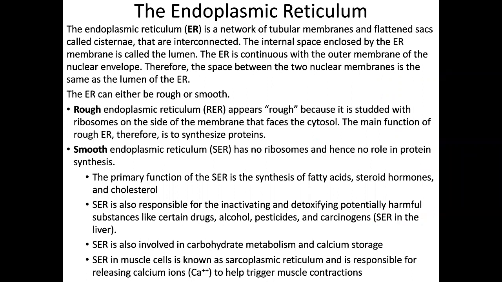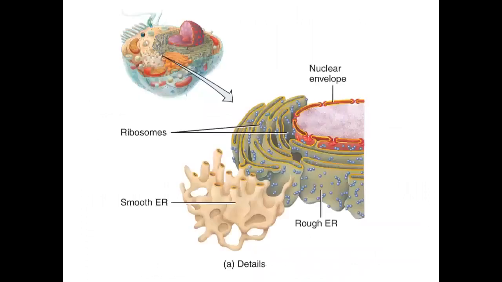Our next organelle is the endoplasmic reticulum, or ER for short, a network of tubular membranes and flattened sacs called cisternae that are interconnected. Looking at the picture on the next page, we are zooming in on this little segment right here. This is our nuclear envelope, so that tells us this is the nucleus. We're not really focused on it so much as what's surrounding it, the rough and the smooth endoplasmic reticulum, or ER for short. And you can see its structure.